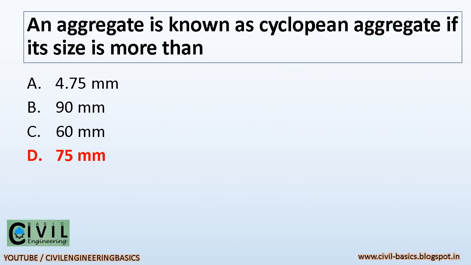An aggregate is known as cyclopean aggregate if its size is more than 75 mm.